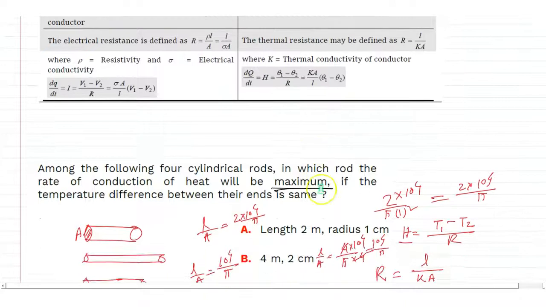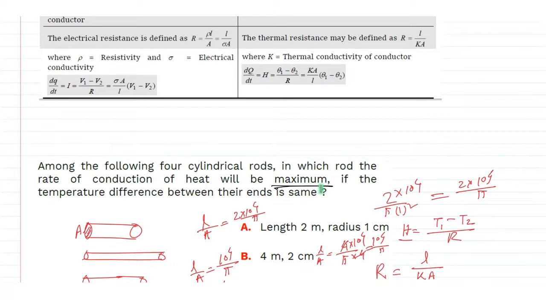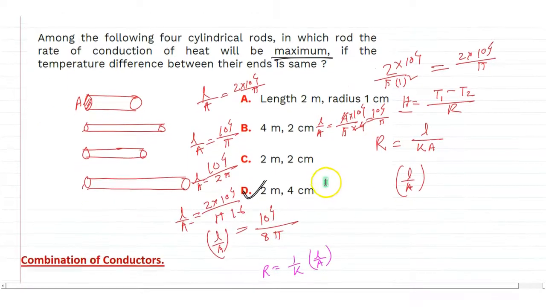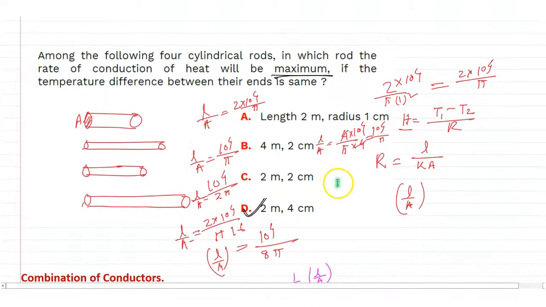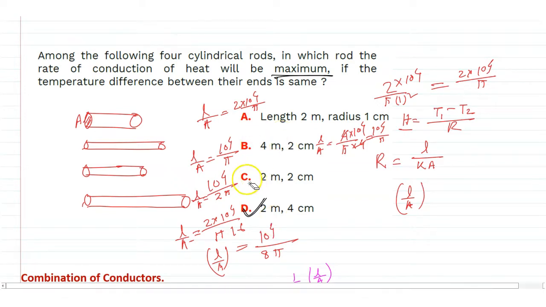And in series and parallel combination, you will get the same result: in series combination R equals R1 plus R2 plus R3. Here you can see R_H equals R_H1 plus R_H2 plus R_H3, and in parallel combination 1 by R_H equals 1 by R_H1 plus 1 by R_H2 plus 1 by R_H3, like that. And conductivity is completely a material property. All copper has the same conductivity, all iron has the same conductivity. Like this.